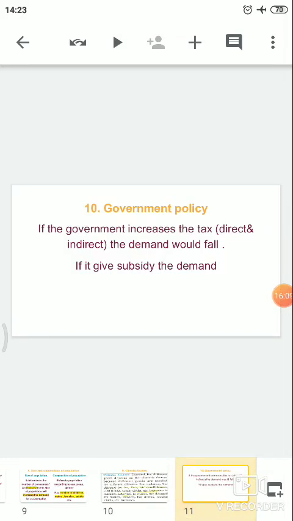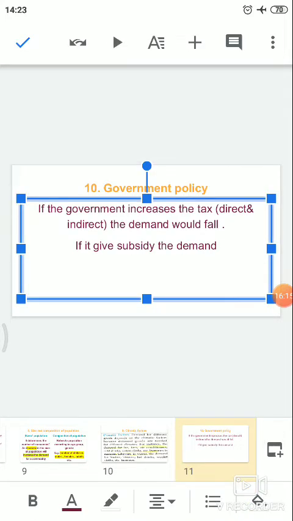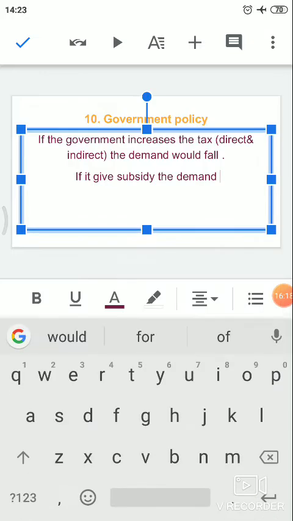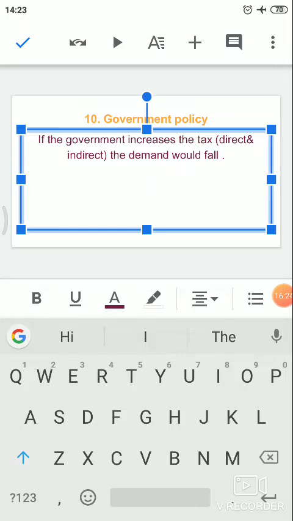Then comes the government policy. Now, if the government increases the tax, it can be direct tax or indirect tax, the demand would fall. Now, what happens? If the government is increasing the tax, say GST, the cost of the commodity would increase. And we have already studied that when the price of the commodity increases, the demand for it falls.